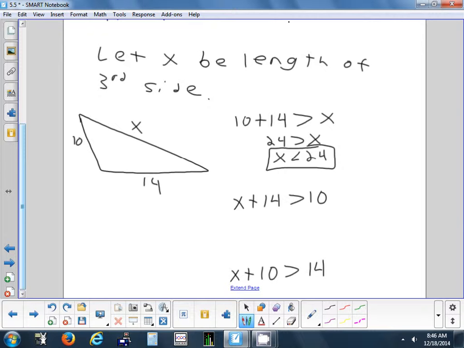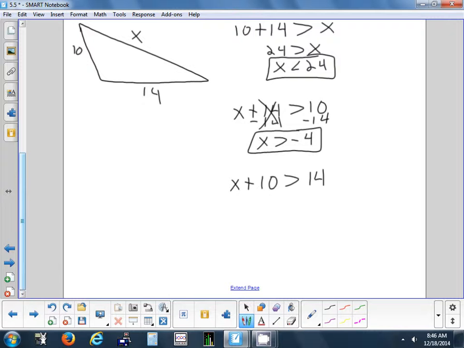How do you solve this one? Subtract 14. So we get x is larger than negative 4. Is that helpful? Why doesn't that really tell us anything? You can't have a negative length anyway. I could have told you that x is always bigger than negative 4. When you set up these inequalities, there's usually one of them that doesn't tell you anything. This is the one that doesn't really help you. Let's solve the last one.